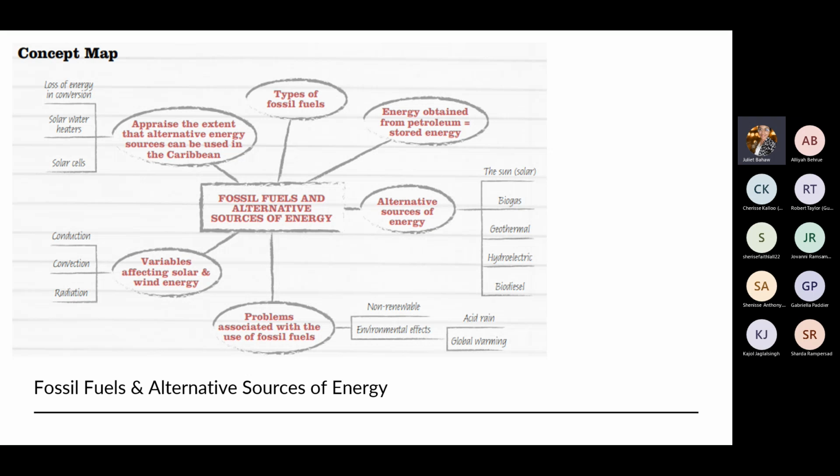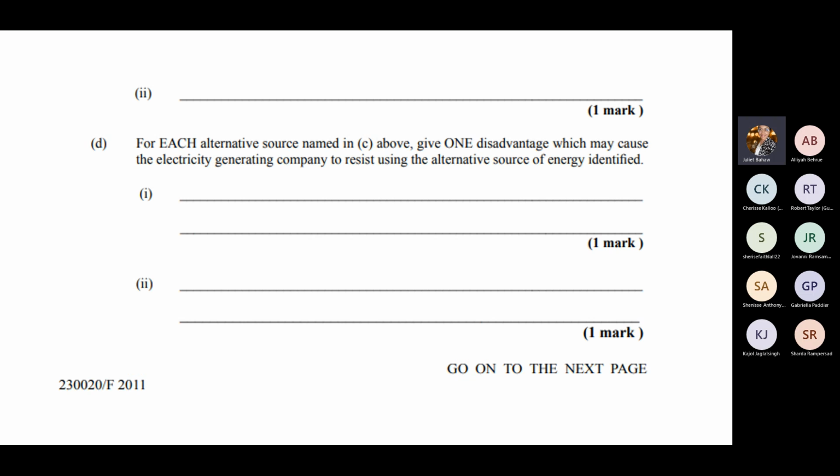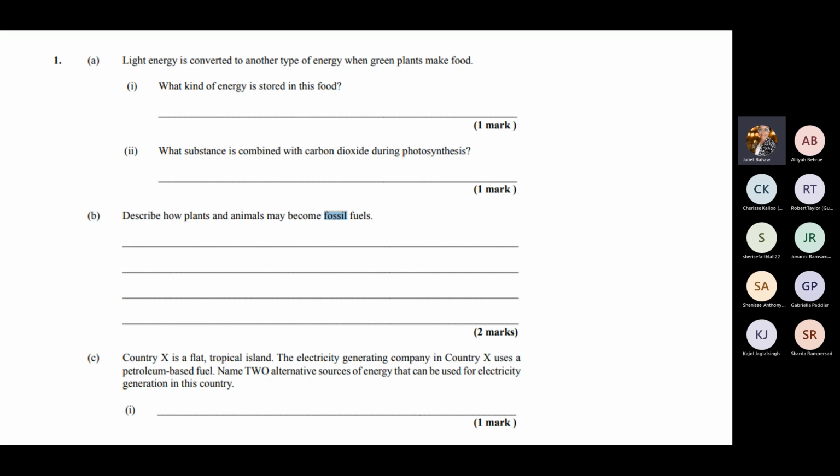All right, so let's look at a past paper question on fossil fuels. I believe it has two parts here. So working on this part first, we'll correct and then we'll switch to the next screen. I'll give you about 5 minutes for this one. Shouldn't take you too long. Feel free to ask any questions in between.